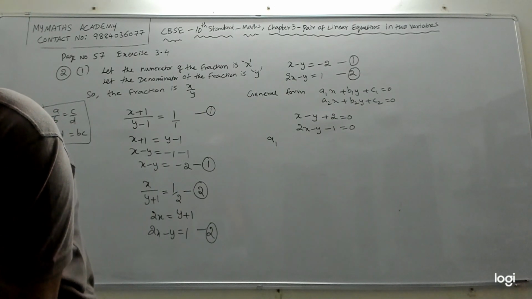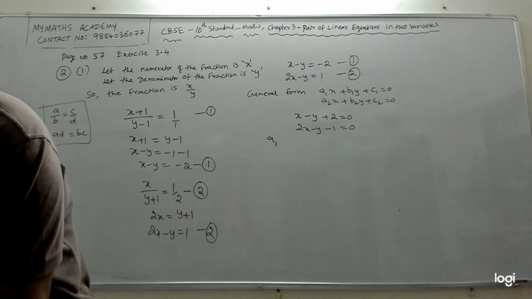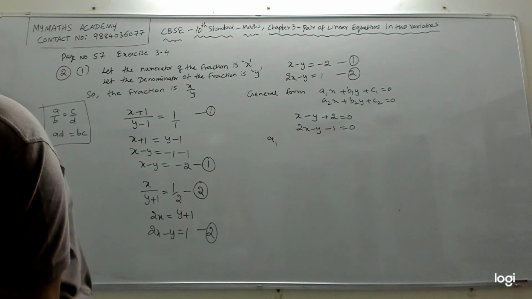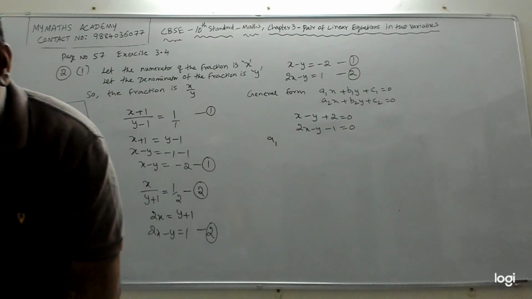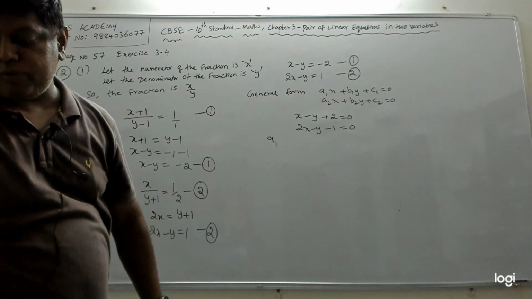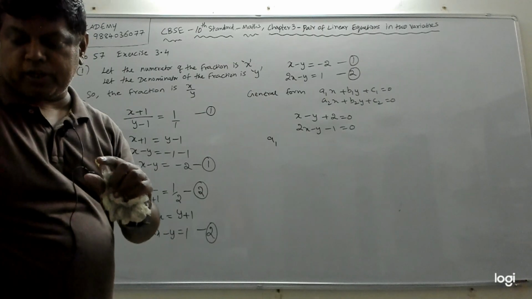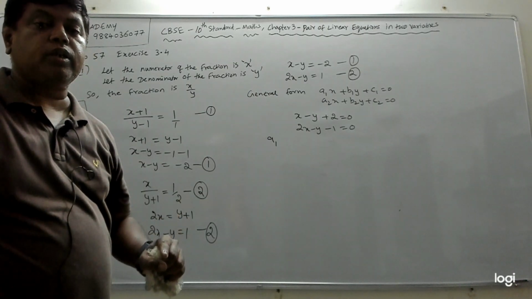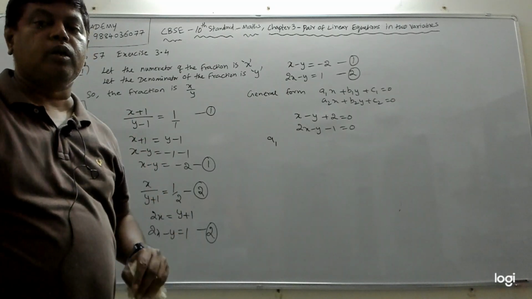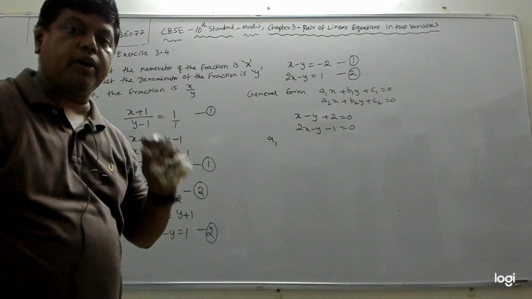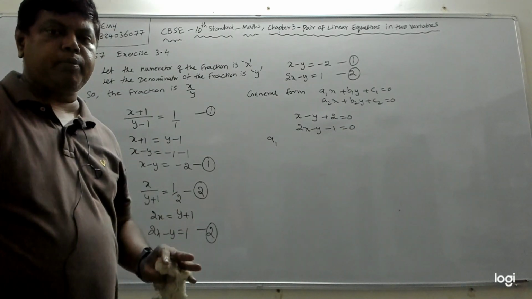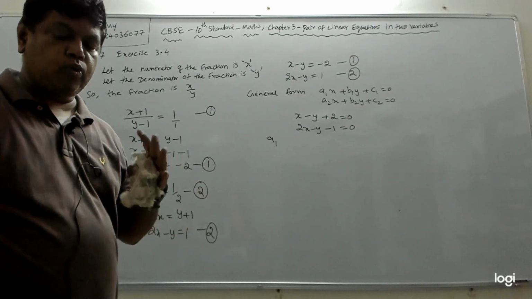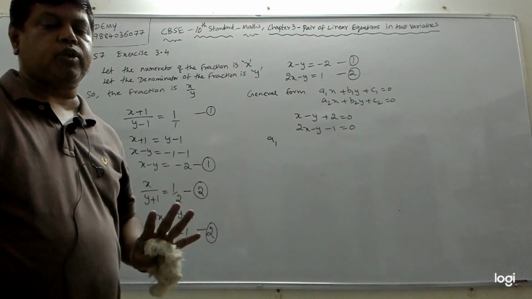Table 3.4 in page number 46. We need to check that, compare the ratio. We have to compare the ratio and check whether it has a unique solution, infinitely many solutions, or no solution. Only if it has a unique solution, then we will try to find the solution. If it has infinitely many solutions, we say so and stop. If it has no solution, we say so and stop. We don't have to solve them.